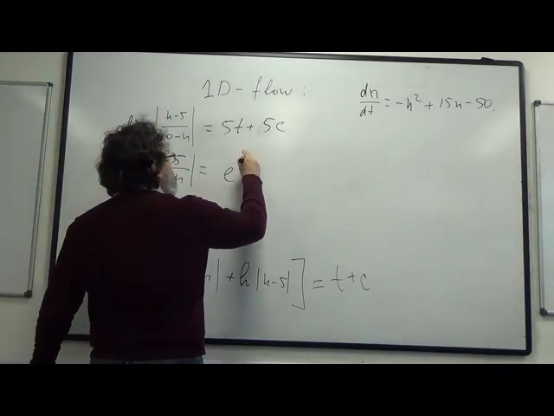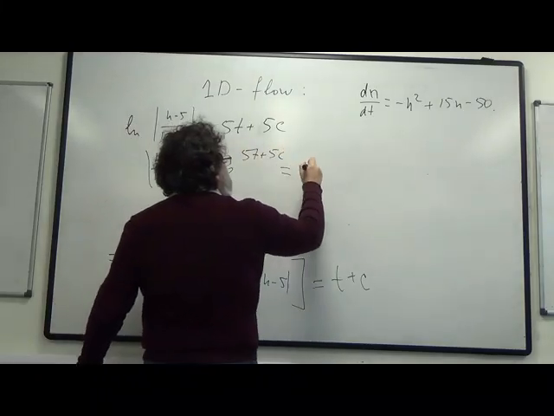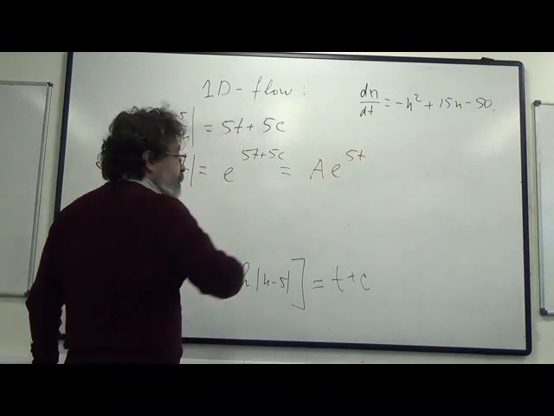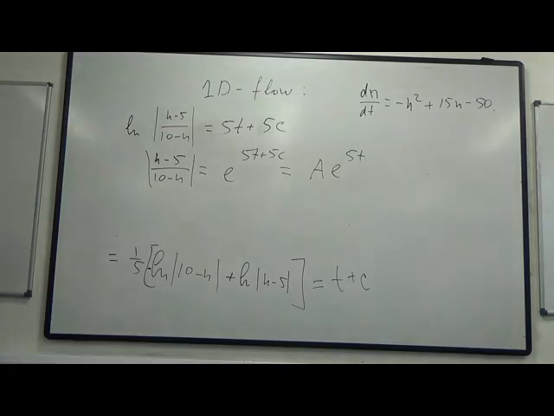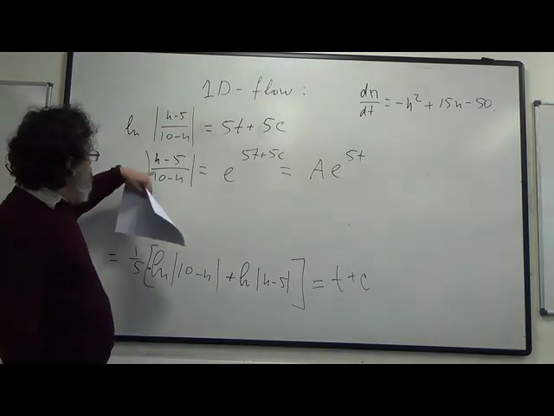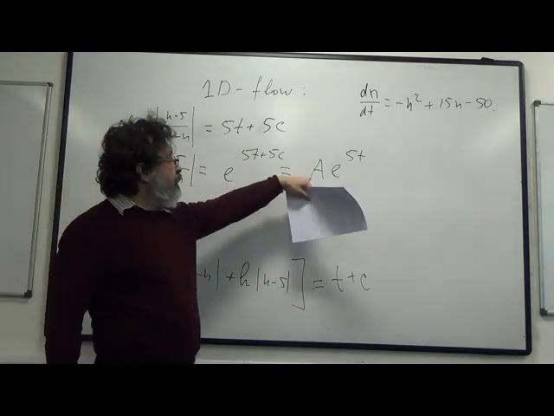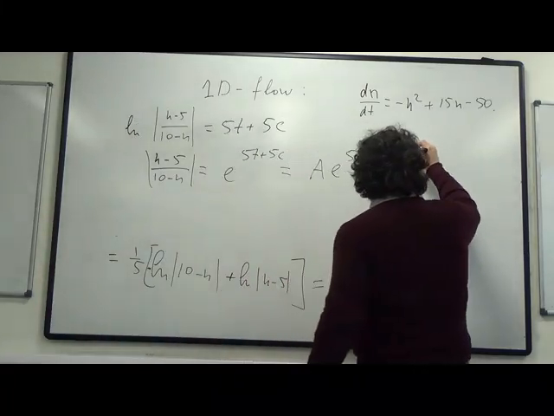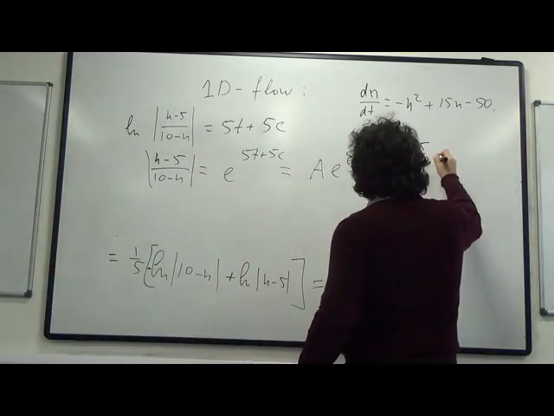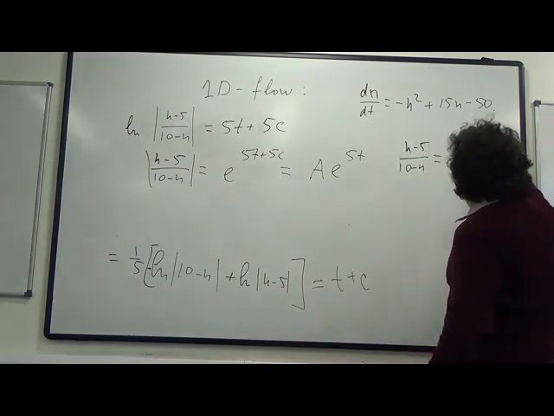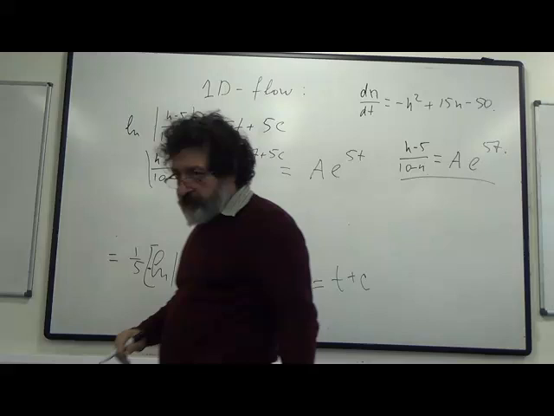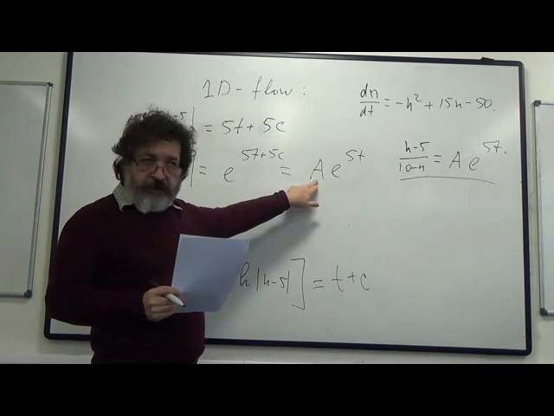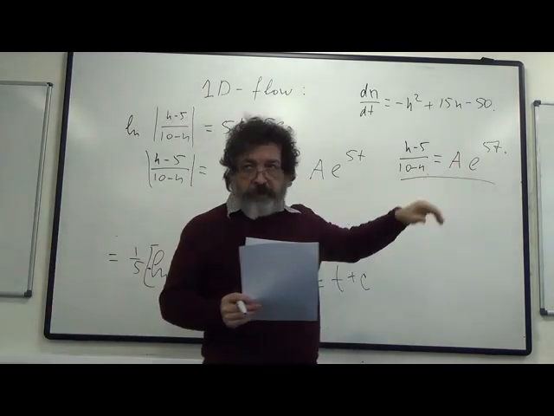Okay? And this means that n minus 5 over 10 minus n, but we already did it. It is e to the power of 5t plus 5c, which is equal to a times e to the power of 5t. A is e to the power of 5c. Yeah? And then we can remove this absolute value and we will allow for a to be negative. N minus 5 over 10 minus n equals to a times e to the power of 5t. So we can come to this. So the only difference is that here a is supposed to be positive, it's an arbitrary number which is positive, but here a can be any number.